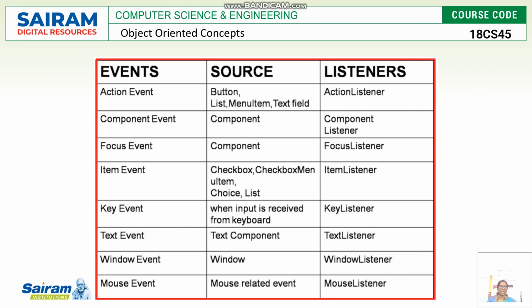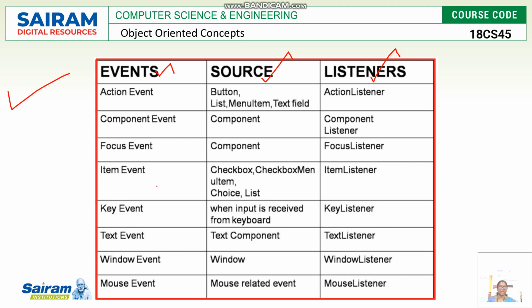Here is one more table which shows some examples of events along with their sources and listeners. In the last video we discussed the relations between event, source, and listener. An event is an object which shows the state, a source is an object which generates the event, and a listener is an object which listens to the corresponding event generated by the source. Then the remaining entries are examples of events.